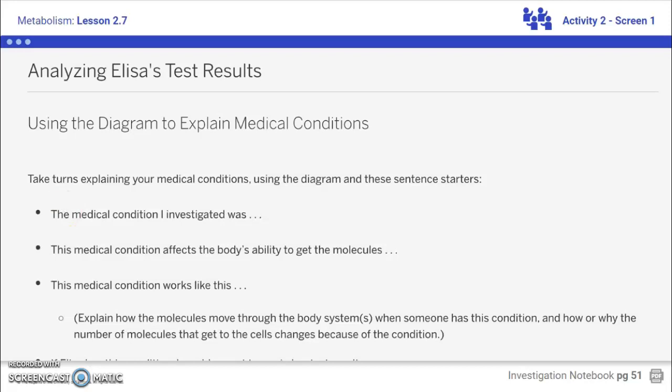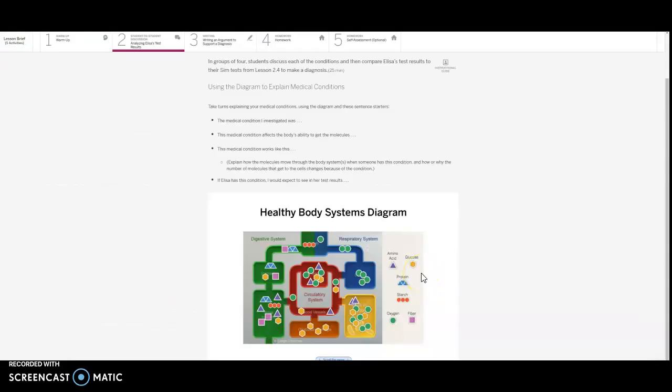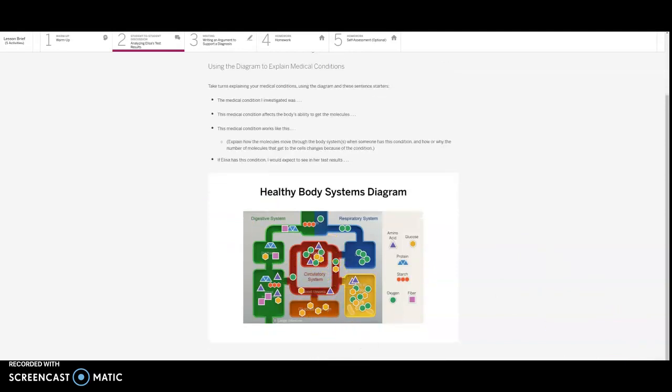Make sure you go ahead and complete part 2 and look at the healthy body system diagram that you have on card number 1. And I'm going to flip over there now. This is the same healthy body systems diagram that you looked at in last lesson when you were doing the activity and deciding what scenario you had each chosen. And then we're going to look at card 2.